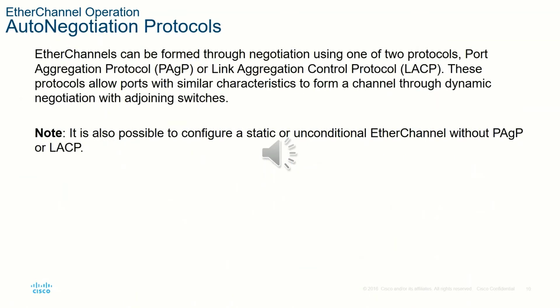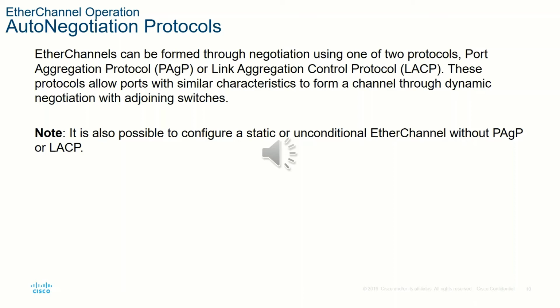How to create EtherChannels? To create EtherChannels, we have to use the auto negotiation protocols. What is an auto negotiation protocol? The EtherChannel protocols are also known as auto negotiation protocols. We already discussed that there are two types of EtherChannel protocols: PAgP and LACP. What is PAgP? What is LACP? PAgP refers to Port Aggregation Protocol. LACP refers to Link Aggregation Control Protocol.